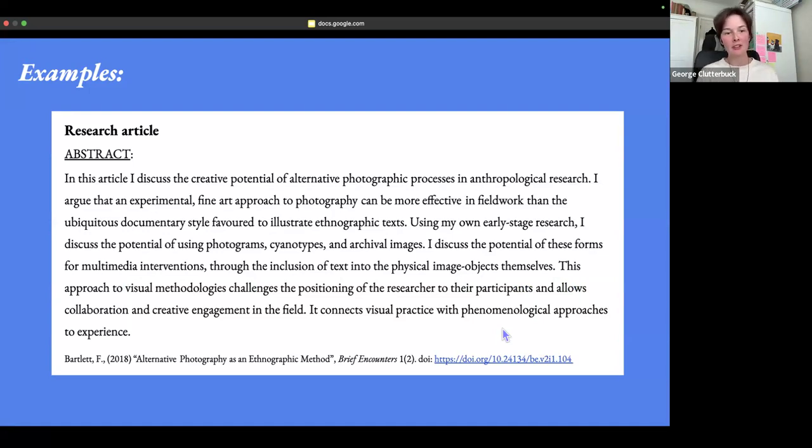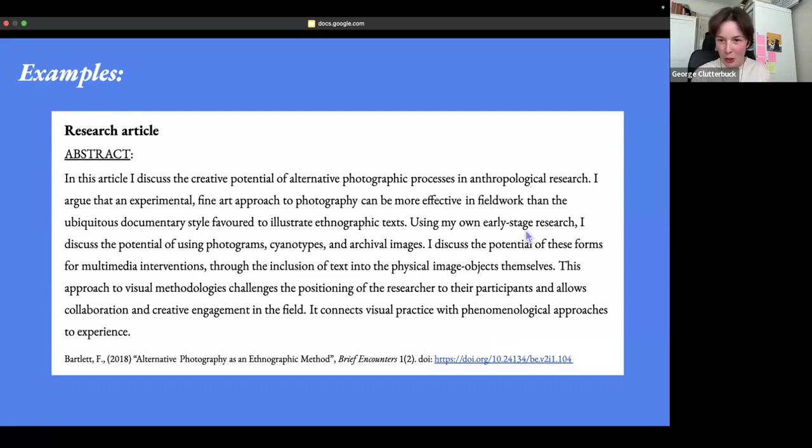So what they've done here is to say what they plan to do and how they plan to do it, and ultimately what effect they think it will have on knowledge in a broader way on the field of visual methodologies, so how we use photography in general. So that's one example of a possible research study that somebody's done.